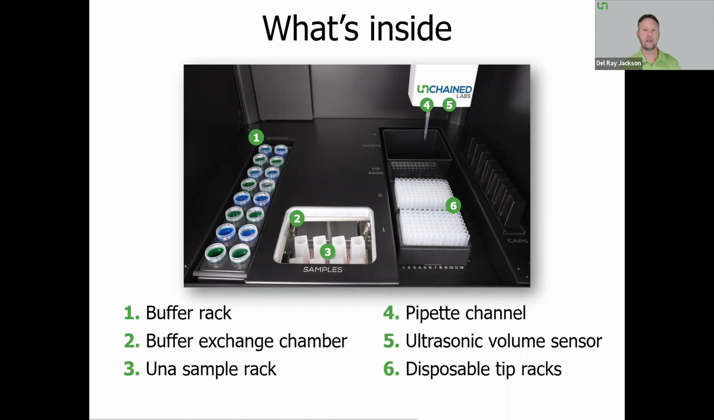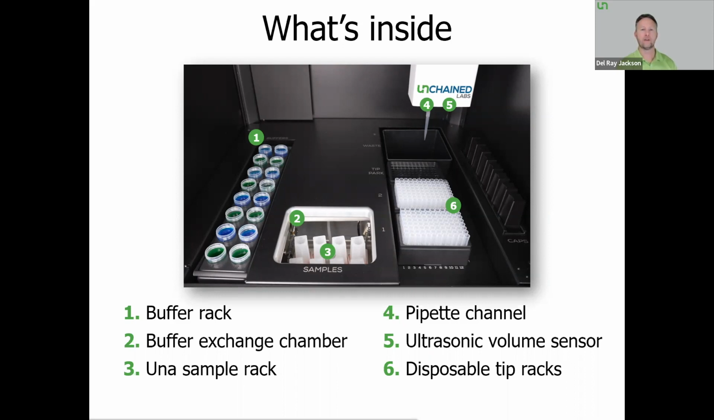We have 16 Falcon tubes. These are common lab Falcon tubes, which we're happy to provide for you, but you most likely might already have them sitting in your lab. So we have the 50 ml variety. They should be uncapped when they're placed in the buffer rack. And just like that sample rack that I referred to earlier, same with the buffer rack, that easily comes out. You can prepare your buffers if you choose, right at your bench, and then carry them right back and place them into Unagi. The Una sample rack is sitting inside of the buffer exchange chamber. We'll see a little bit of that in action in a moment.